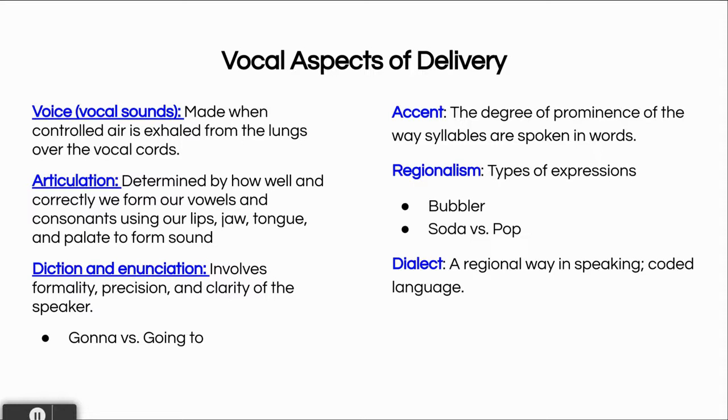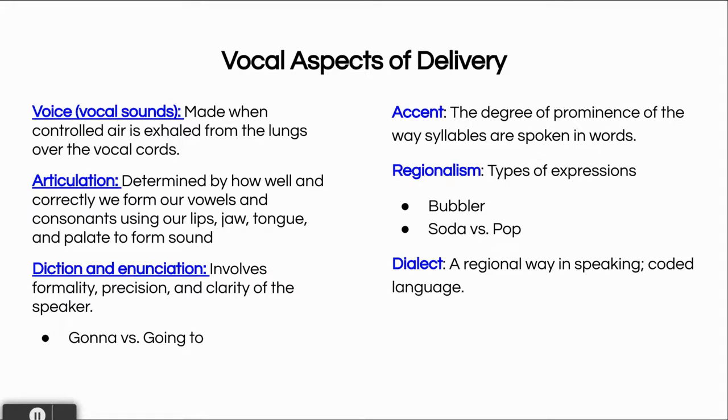So when it comes to the delivery, though, there are different vocal aspects that this chapter touches on. Please make sure you're looking at the chapter for more detailed information, but let me give you the highlights. So your voice or vocal sounds is made when you're controlling the air exhaled from your lungs over your vocal cords. Articulation and diction is determined how well and correctly we form our vowels using our mouths. And that diction is the formality and the precision with which we speak. So it's the difference between saying, "I'm gonna do something" versus "I'm going to do something." Depending on the formality of the situation, depends on how important diction and enunciation is.